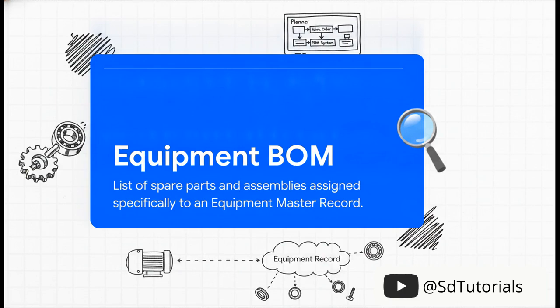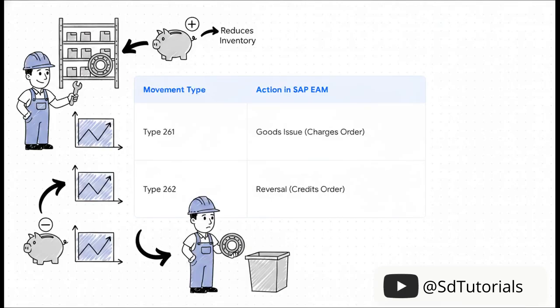It's totally seamless. So when the tech actually walks over to the warehouse and grabs that bearing, a goods issue is posted using a 261 movement type. This does two things the second it happens. It immediately drops the warehouse inventory count, and it charges the dollar value of that bearing straight to our work order. And hey, if they grab an extra part by mistake and bring it back, no problem. They just post a 262 reversal, and boom, it credits the order right back.